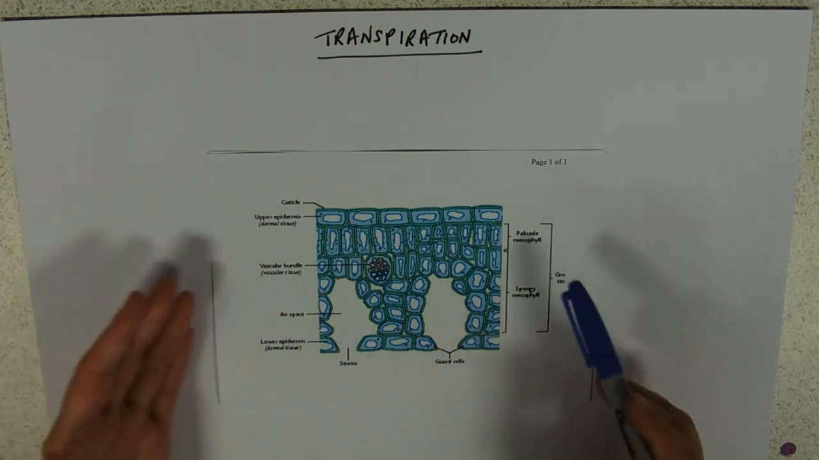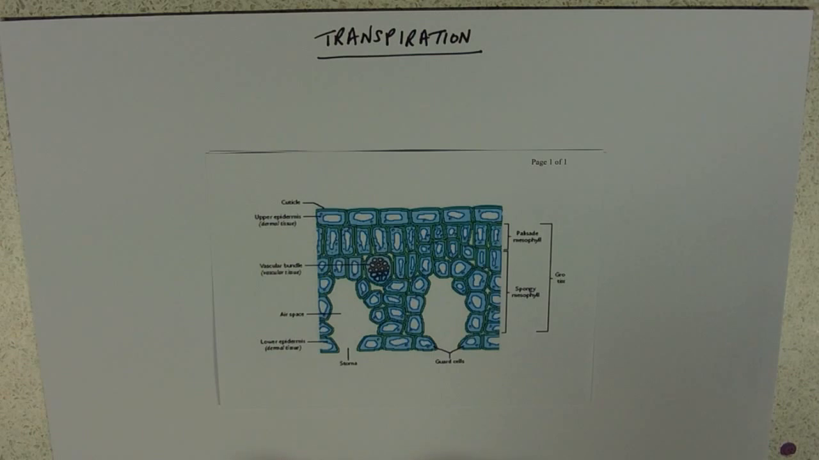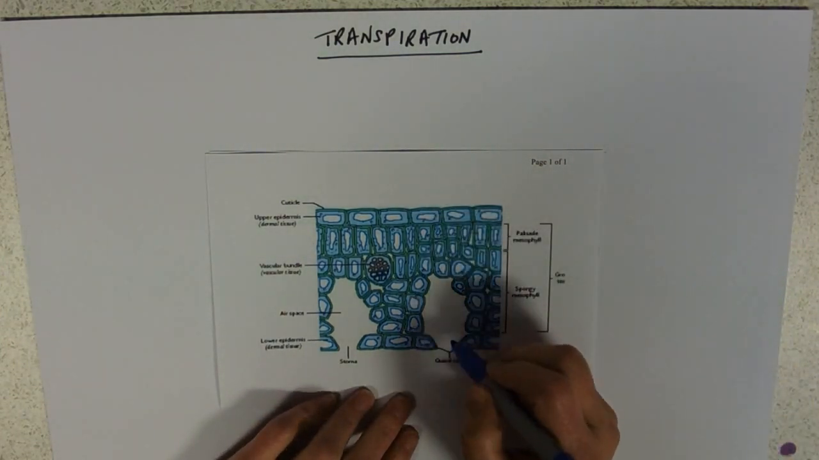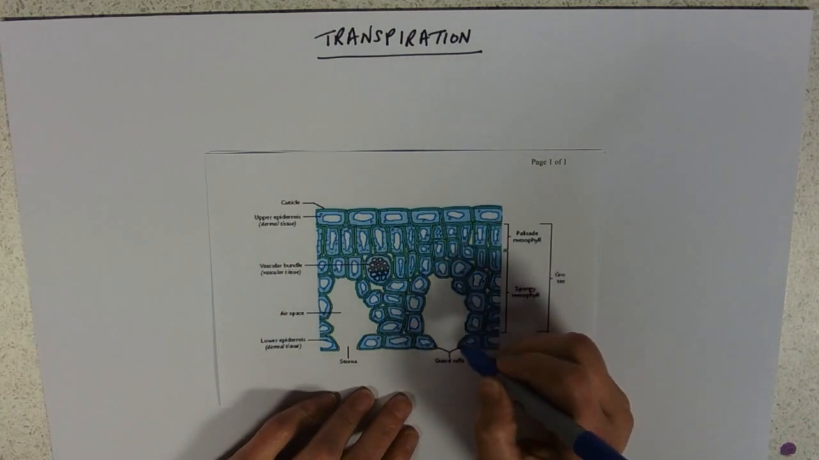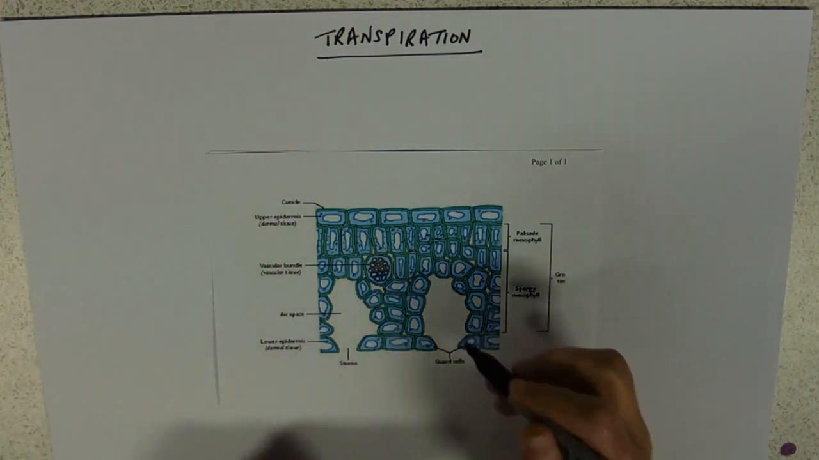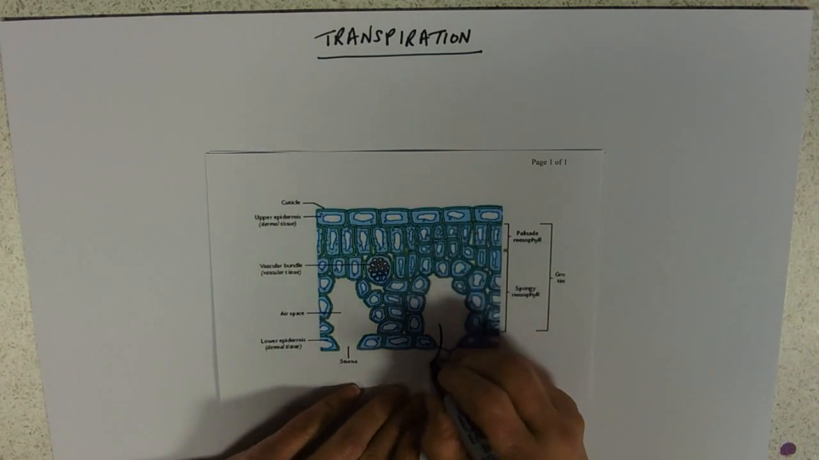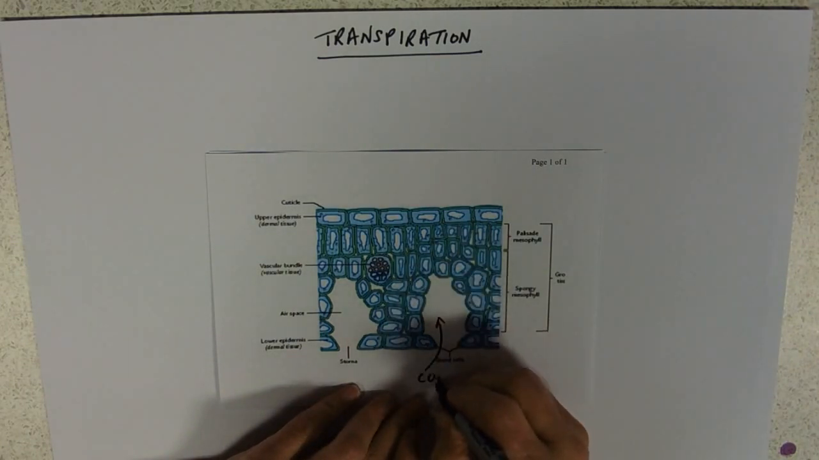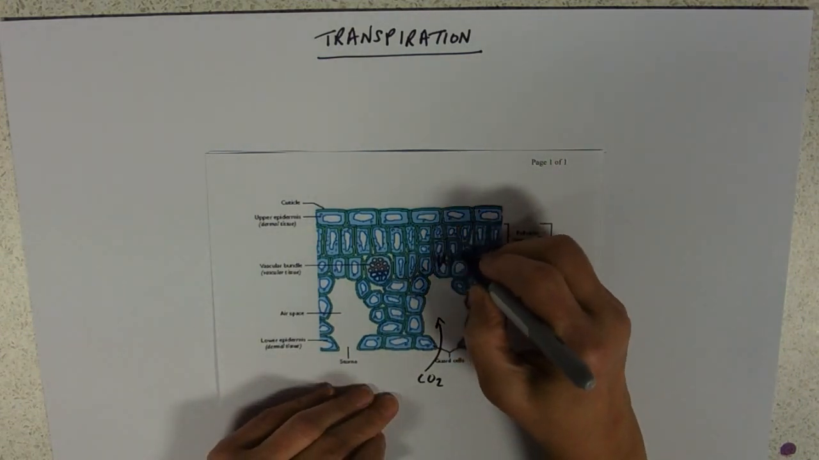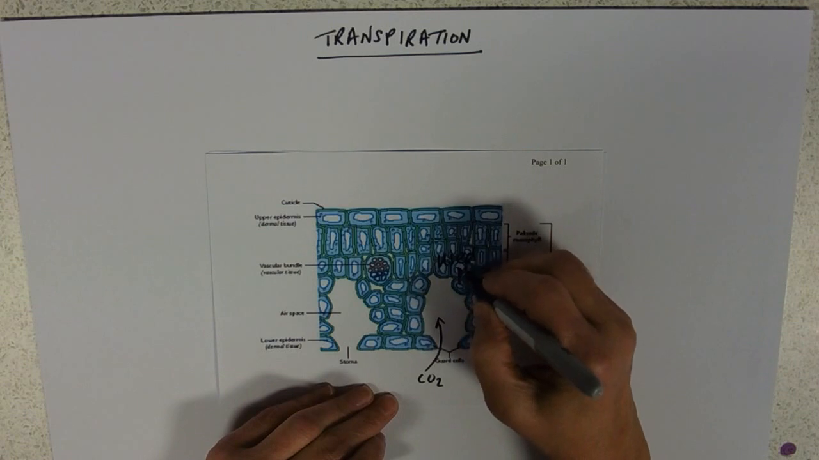So you'll see that I've got a TS of a leaf here, and you probably should have recognised that, because you might not have done. And what's happening in the air spaces, this is what you did when we did gas exchange. Obviously we've got carbon dioxide going into the leaf, and it's being used in photosynthesis.